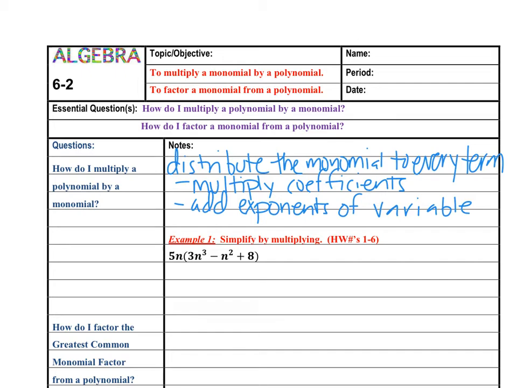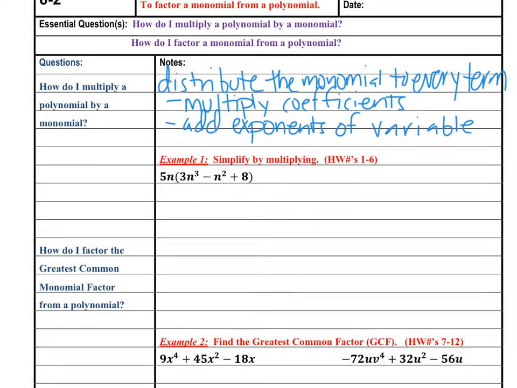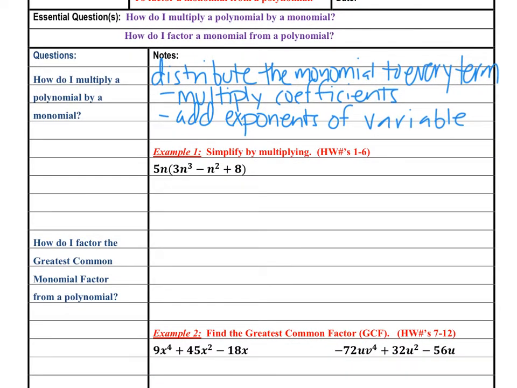Our first example, 5n multiplied by a whole polynomial in parentheses. I'm going to draw my arrows to show that I'm distributing. If I do 5n times 3n to the third, 5 times 3 is 15, and an n times an n to the third would give me an n to the fourth. I'm adding: that first n has an exponent of 1, the second one has 3, so it turns into 4.